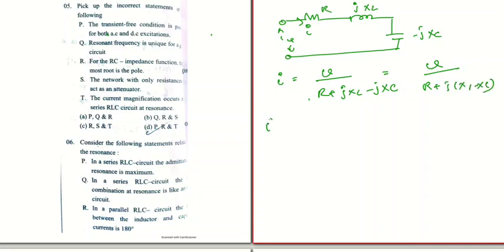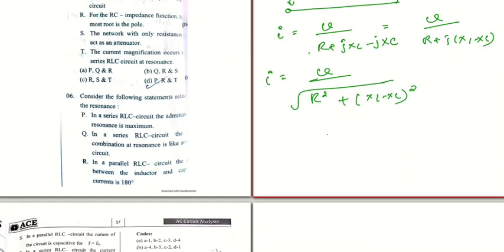If I take the modulus, that is the correct way, that is equal to R square plus, sorry, no j, so it will be XL minus XC the whole square. Now what happens at resonance? XL equals XC. That means our I equals V divided by R only. Please keep that in mind.